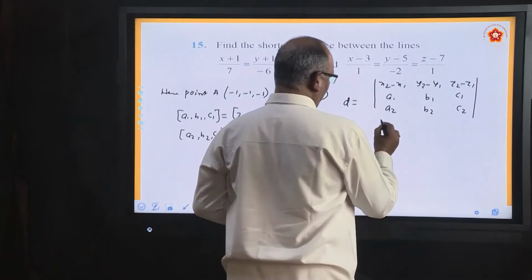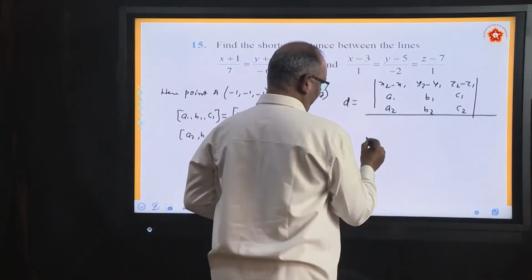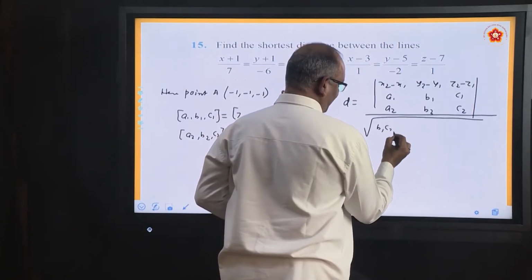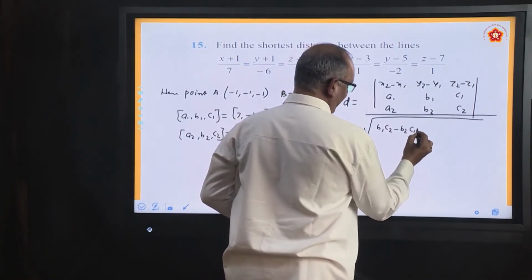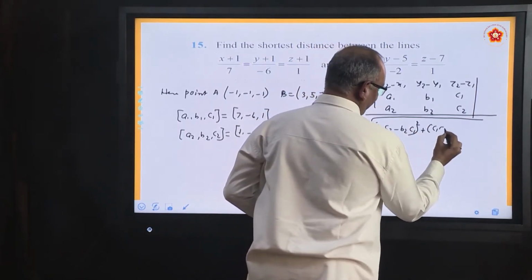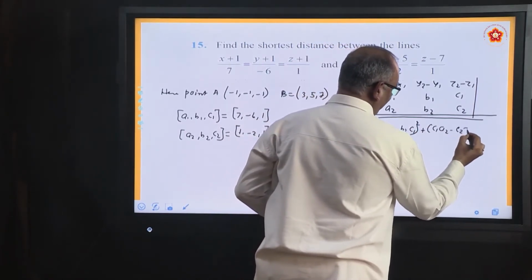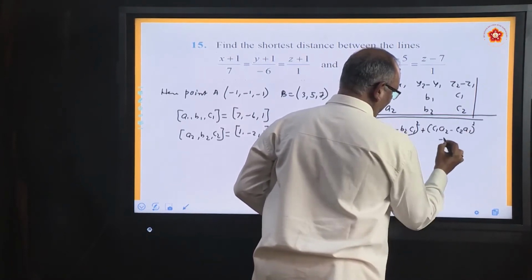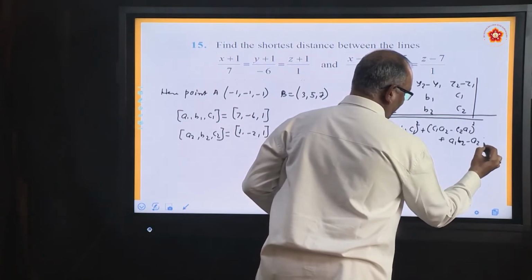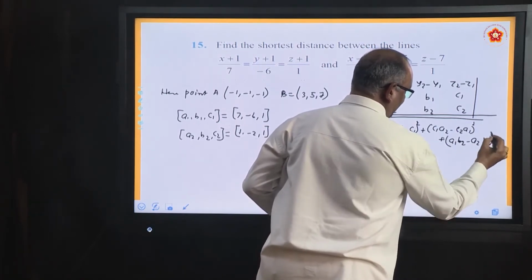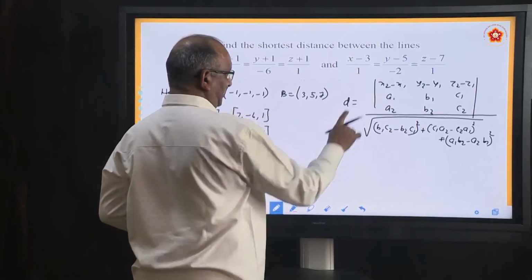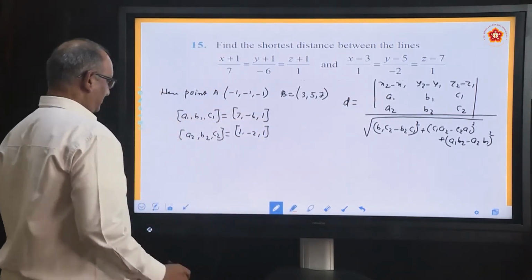First we will write the formula. The denominator is the square root of (B1 C2 minus B2 C1) squared plus (C1 A2 minus C2 A1) squared plus (A1 B2 minus A2 B1) squared. This is the formula. So, let us find out independently the numerator.